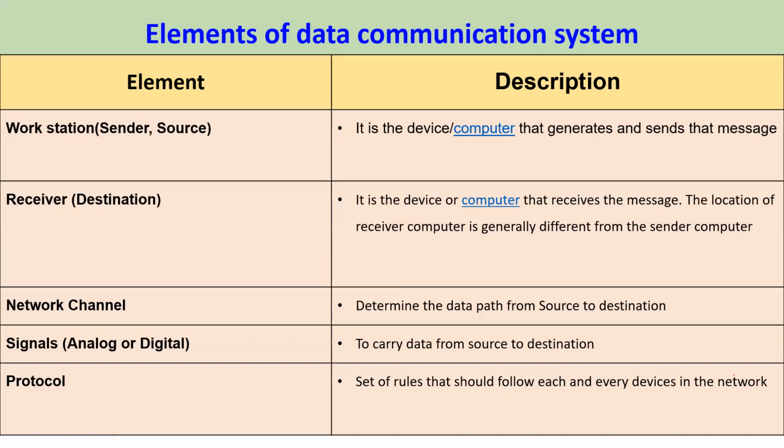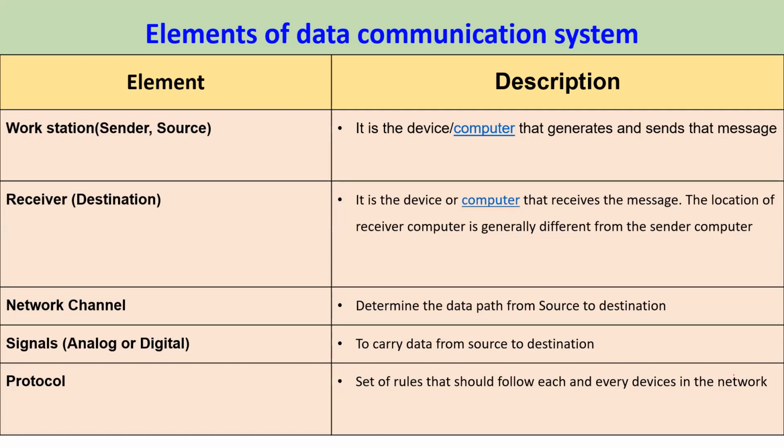Then the receiver. Receiver is the unit which accepts or receives the data. Whatever data is sent by the workstation, there should be a place to receive it. That is called the receiver, also known as destination. Destination is the place where the message is received. Normally, this receiver or destination is far from your location. It may be thousands of kilometers from your location.